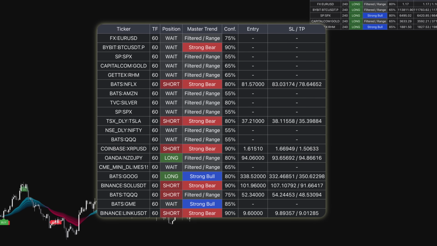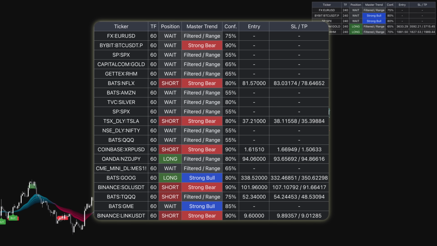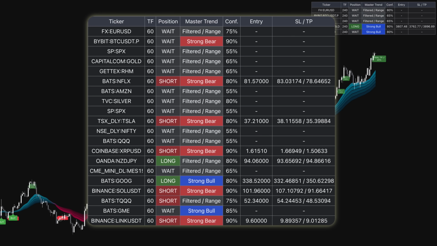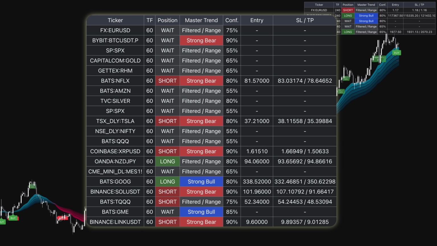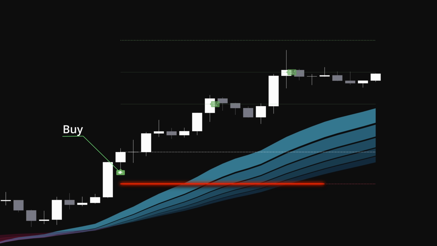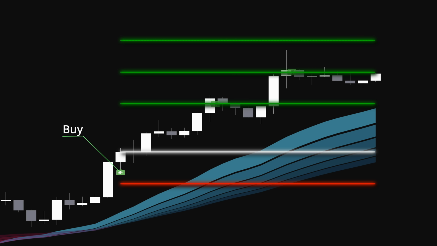For traders who want to monitor multiple instruments at once, the scanner runs the same logic across up to 20 markets simultaneously, showing which ones have active setups without needing to check each chart manually. On the chart, QR Pro plots entry signals with automatic stop loss and take profit levels.